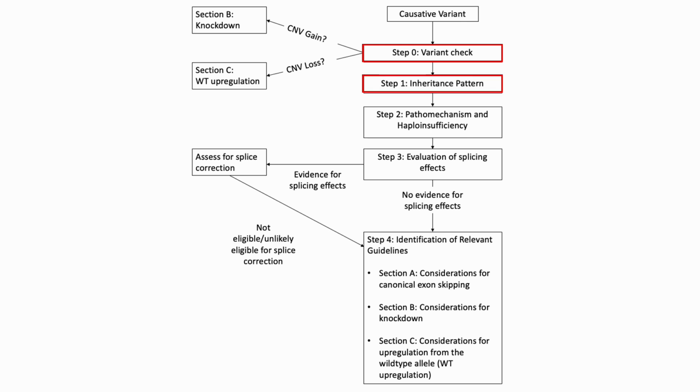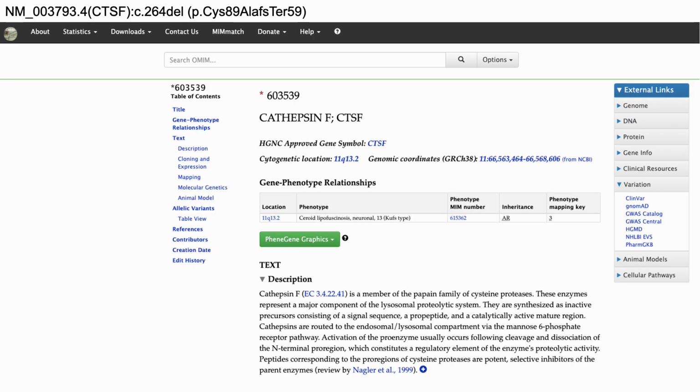Next, we check for inheritance pattern. As suggested by our guidelines, we can use OMIM to conduct this check. We see here that the phenotype associated with this gene is a result of autosomal recessive inheritance.